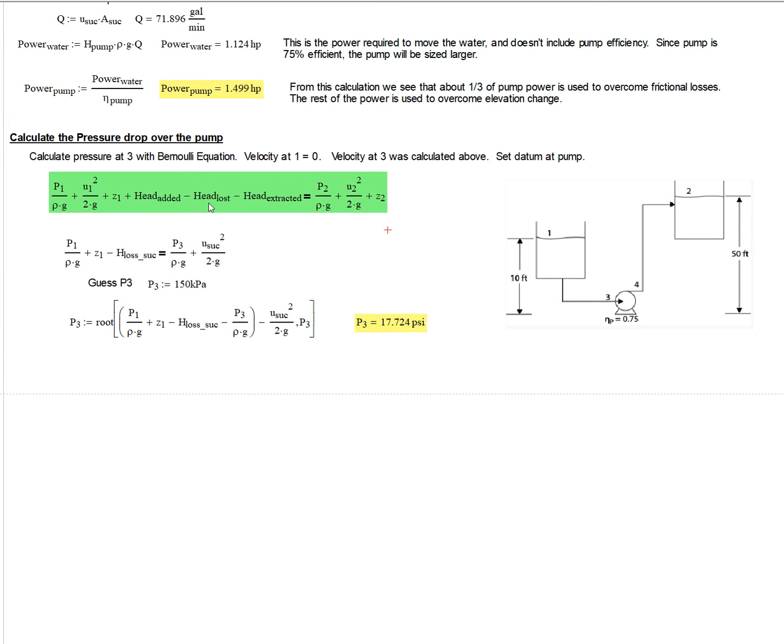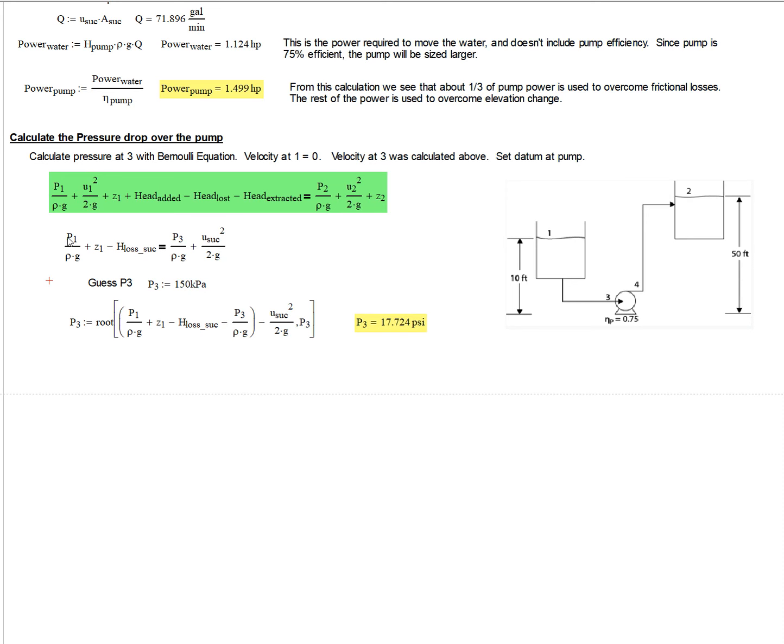Head loss. We calculated the head loss above for the suction side. No head extracted. And then P2 here becomes P3. We do have a suction velocity. We do have a velocity here that we need to worry about. And then we have Z2, this is our datum level. And so Z2, or I should say Z3, is equal to 0. So this is what our Bernoulli equation reduces to.